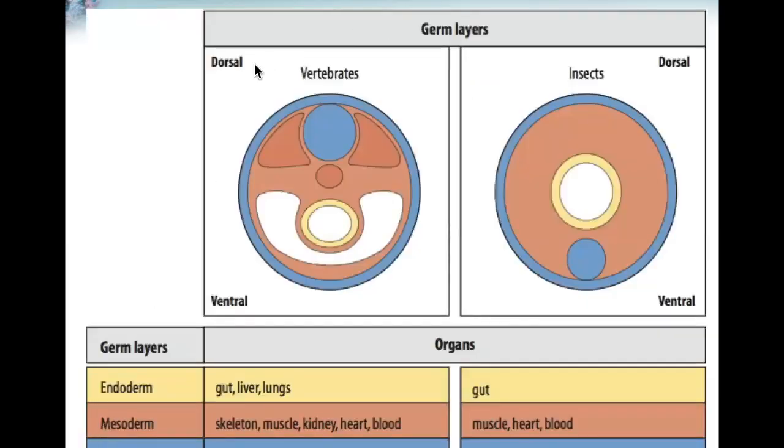The germ layers for vertebrates and for insects. The endoderm is the yellow portion: the gut, liver, and lungs are inside here, protected, also in insects. Mesoderm: the skeletal muscles, kidney, heart, and blood are in here. Also muscle, heart, and blood in the insects. And for the blue, ectoderm: the skin and nervous system on the outside, along with the spinal cord. And for insects, the cuticle and nervous system.